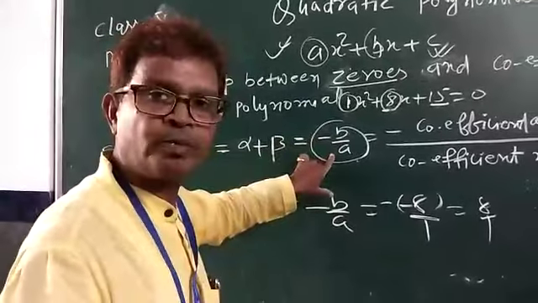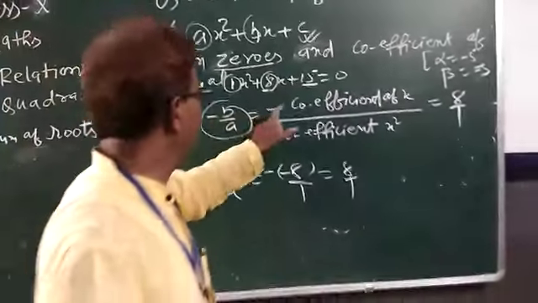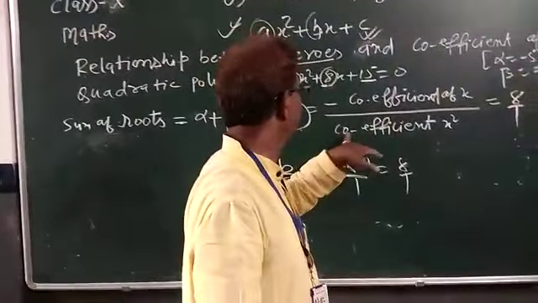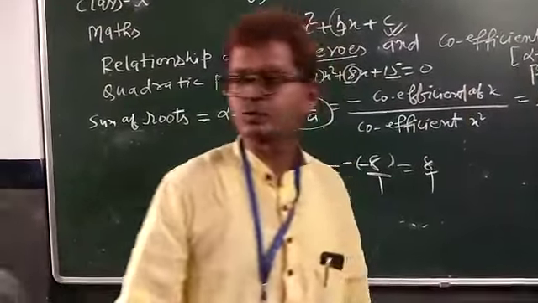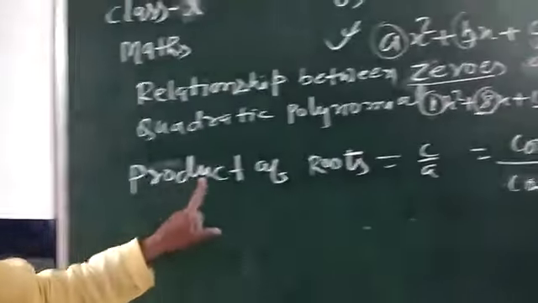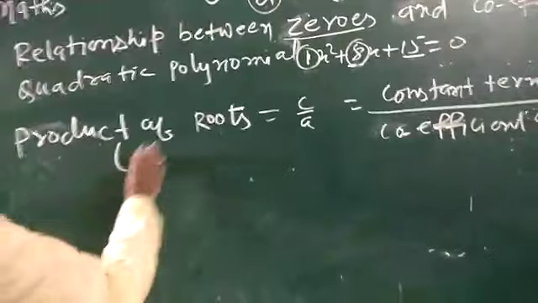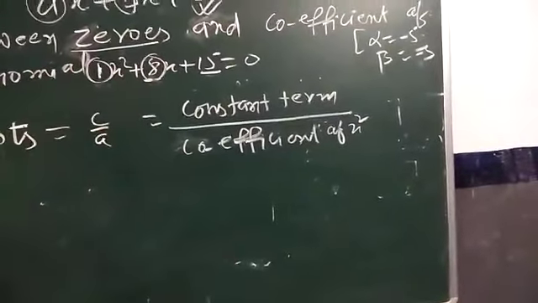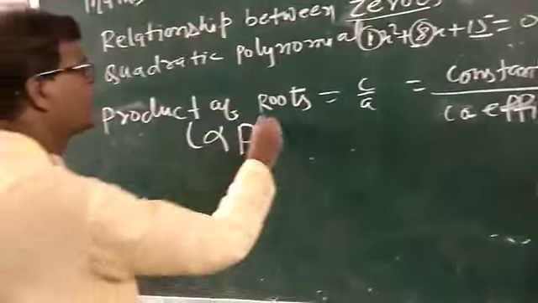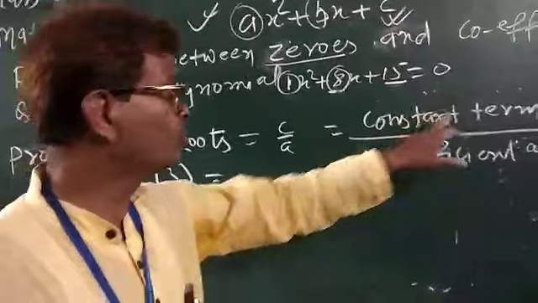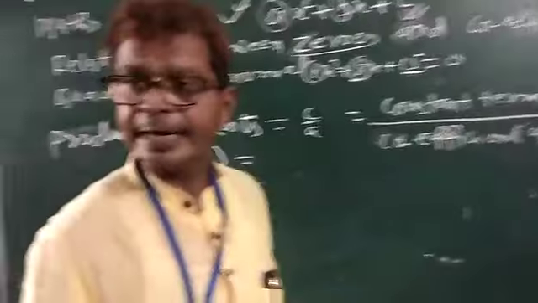Alpha plus beta will be equal to minus b by a, that is, minus the coefficient of x by the coefficient of x square. Now we are going to have the second relation as the product of roots. This may be written as alpha into beta. These are the roots alpha and beta. And this will be equal to c by a, that is, constant term by coefficient of x square.